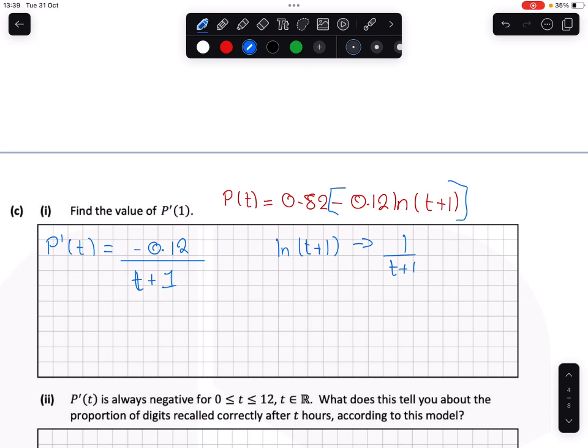So that's how we figure that one out. Now what we want to do is find the value where we sub 1 into p prime. That's going to be negative 0.12 all over 1 plus 1, which is negative 0.06.